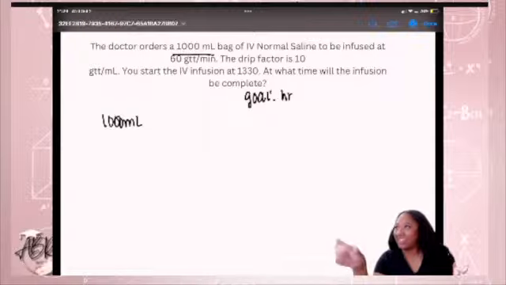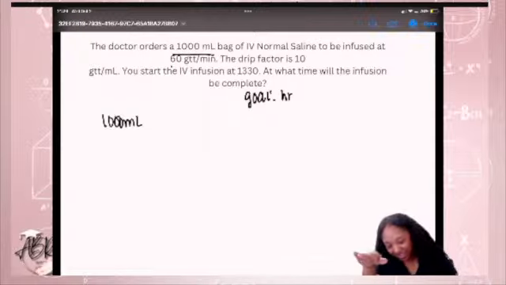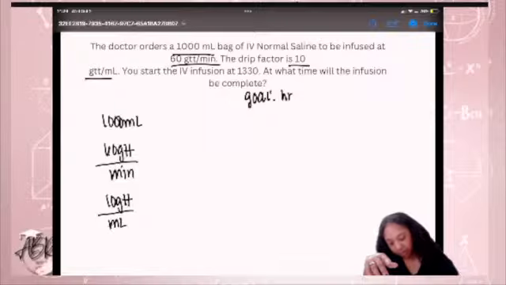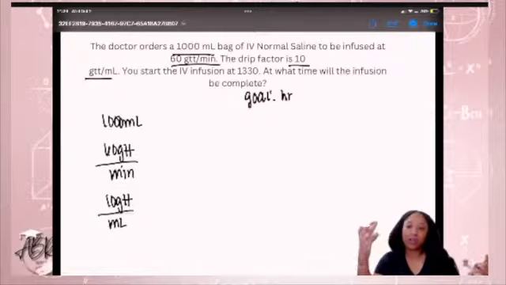All right, it's going at 60 drops per minute. And then we've got the drop factor, because it's on a gravity drip, not on a pump, of 10 drops per ml. And we are looking for a goal of time, okay?